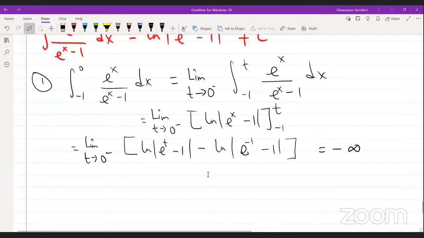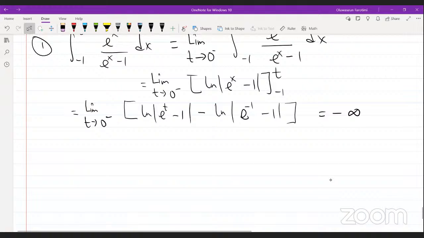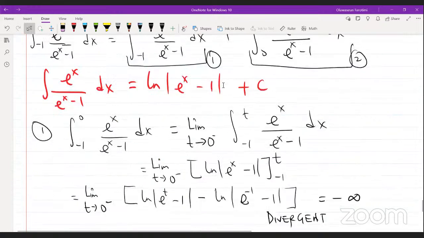Now let me show you a trick, guys. This guy diverges, right? So that means number 1 is divergent. This is the thing, guys: this number 1 here is divergent. Don't bother about this guy. The moment this part is divergent, then everything diverges. So don't waste your time trying to do number 2. Number 1 is already divergent. Just make your conclusion.